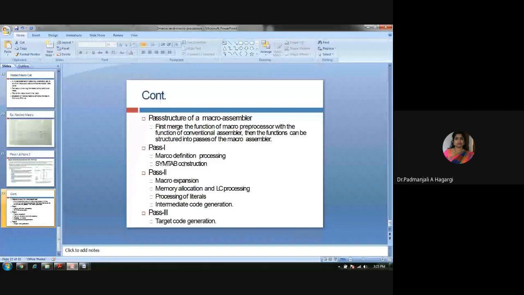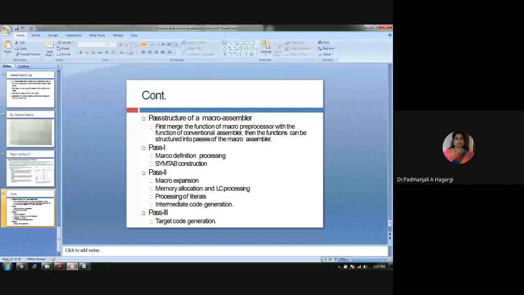now start getting expanded during pass two. Along with this, if there is remaining code, the literals, if there is a literal pool, it processes that, that is literal pools and literals also. And it takes the help of the intermediate representation and goes on to generate the intermediate code.